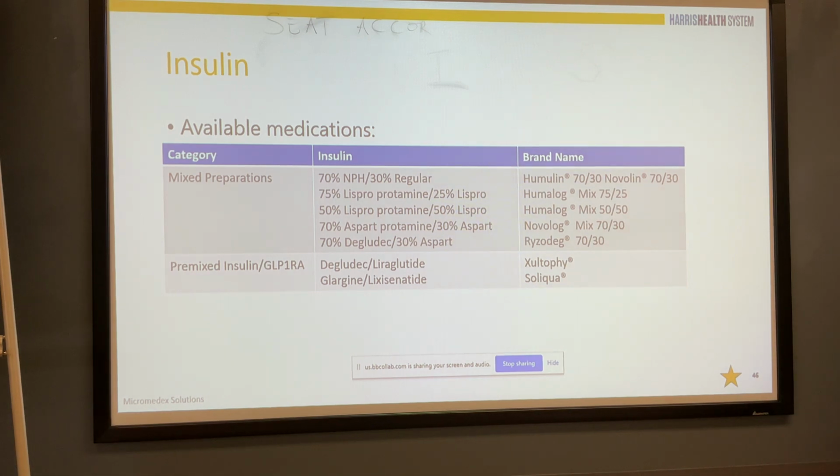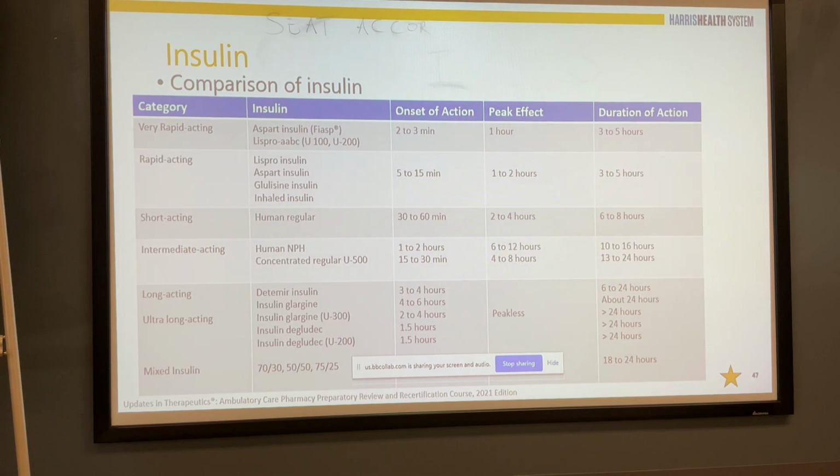And then they also have some insulins and GLP-1s mixed together that have come out recently, which I think is pretty awesome for some patients. And they're known as Xultophy and Soliqua, and we'll go through those a little later in the presentation.